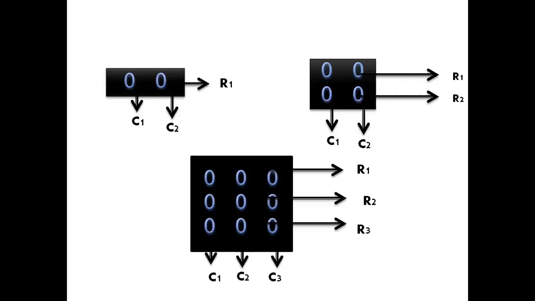This is the third type. Here 3 examples are given. The first example has 1 row but 2 columns, but all the elements are 0. The second example has 2 rows, 2 columns. Here also all the elements are 0. The third example has 3 rows, 3 columns, but all the elements are 0.